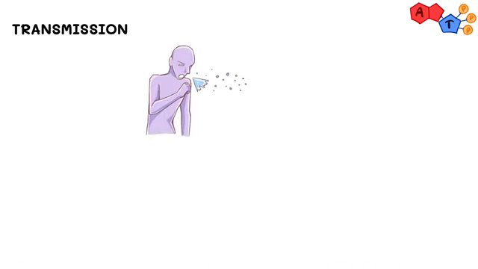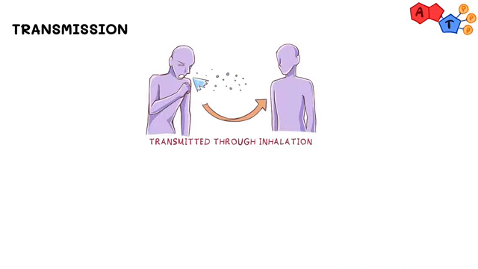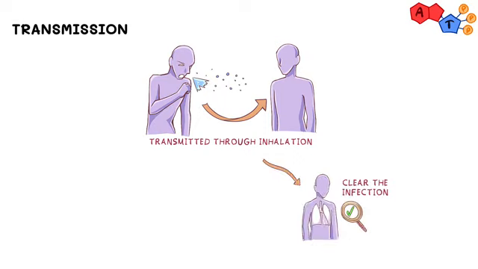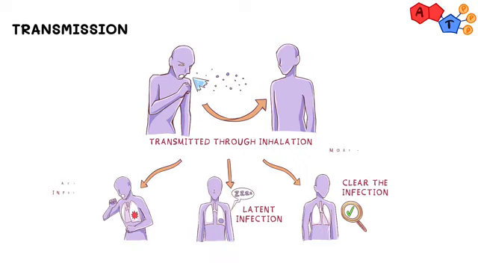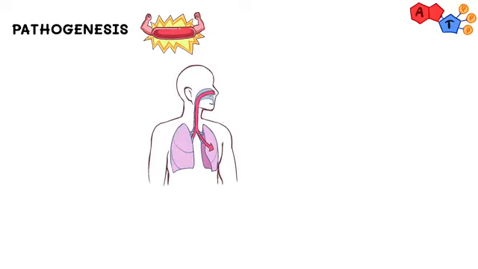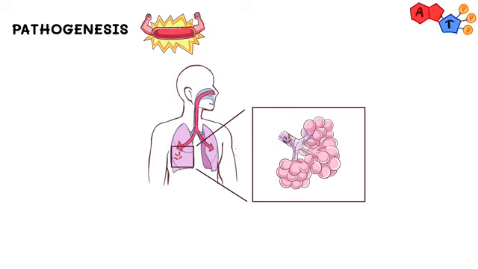TB is transmitted through inhalation, and that is how it gains access to your lungs. Most patients do not develop an active TB infection. Usually it either clears up or remains latent. Now for the clinical importance. TB gets into the alveoli, where macrophages phagocytose them.